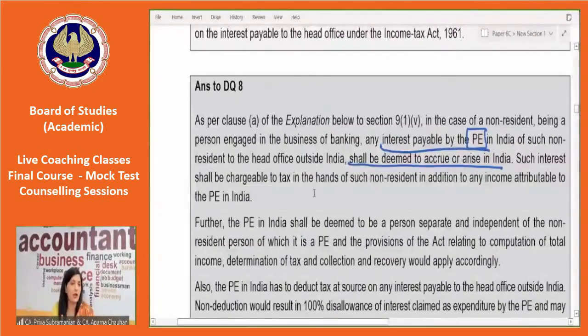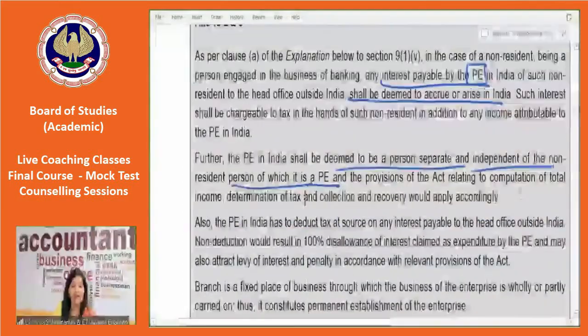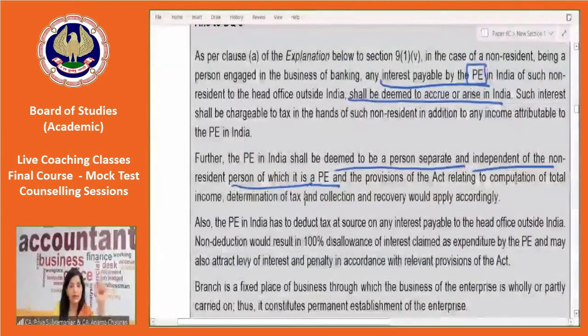Then only the TDS requirement would be deducted, right? Deductor and deductor would be different. But here they are clarifying that the P shall be deemed to be a person separate and independent of the non-resident person, on which it is a P. So they are considered a separate entity, and all the computation of total income, the provision of tax relating to computation of total income will be determined separately for that P. Determination of tax and collection and recovery provision would also apply accordingly, right?